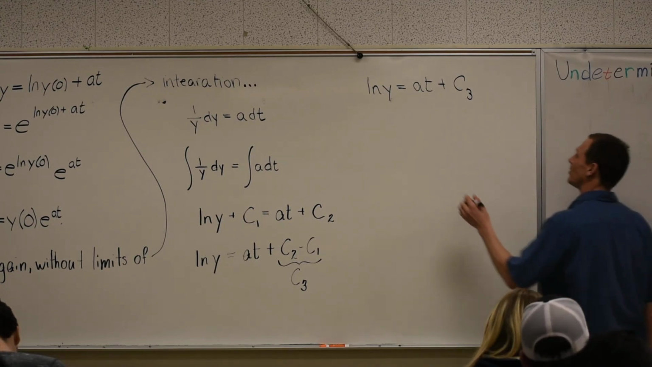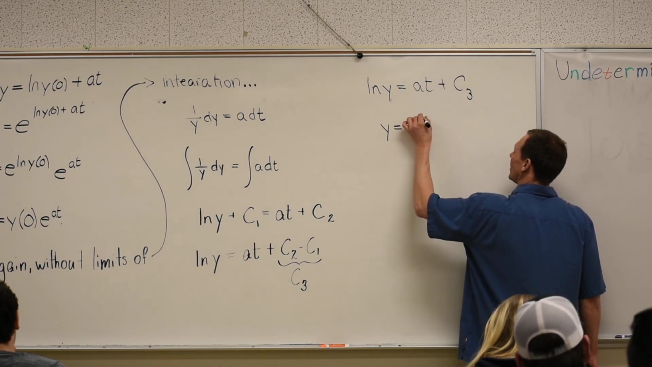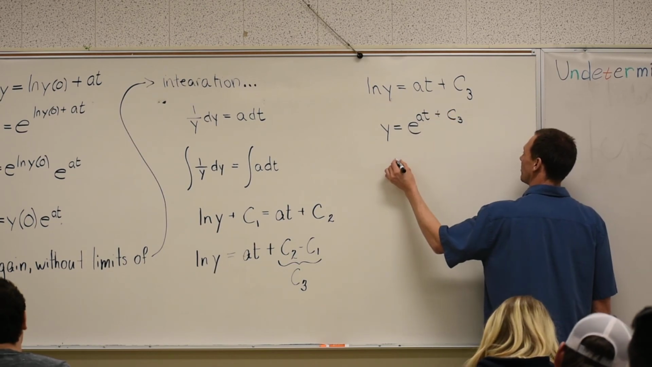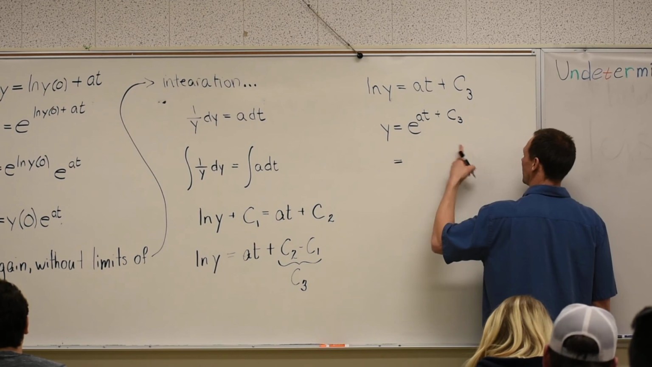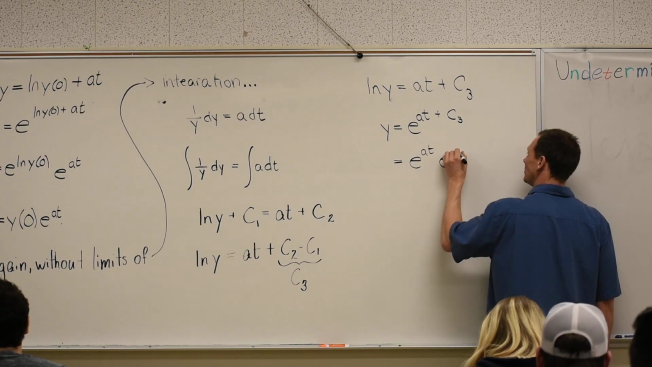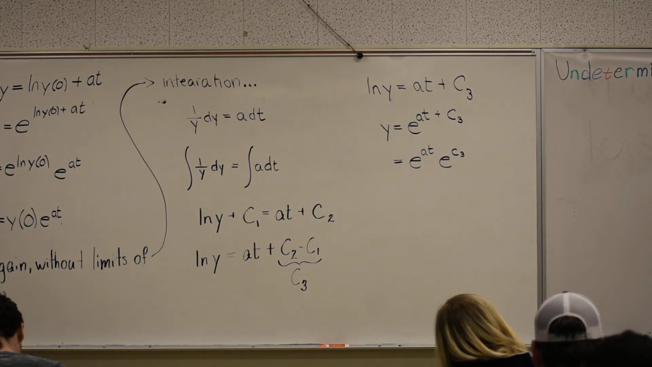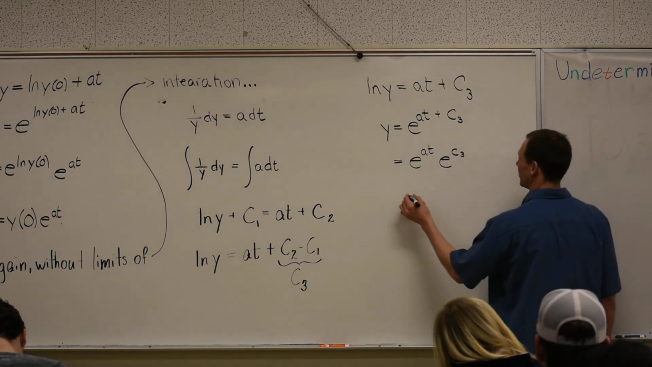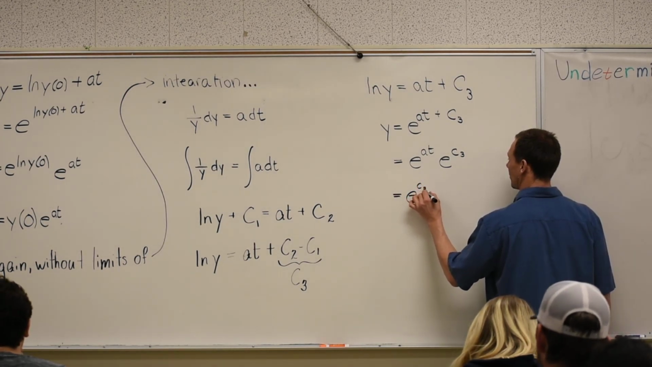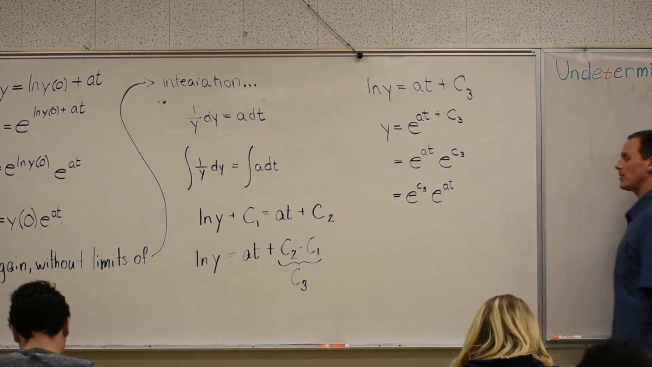Then we take the exponential of both sides, so I have y equals e raised to the a t plus c3. I'm going to break it up again into e to the a t e to the c3. And I'm going to just switch the order for a moment, okay, and then I'll pause and let you catch up. y equals e to the c3 e to the a t. This is where we're going to stop this.